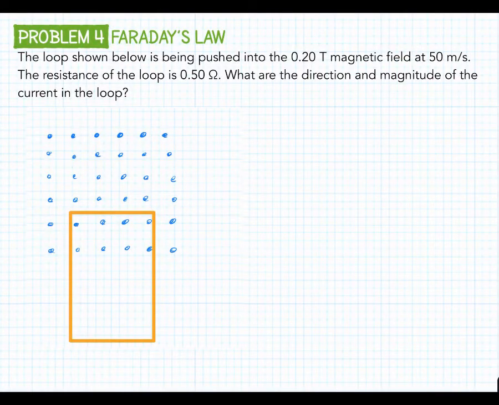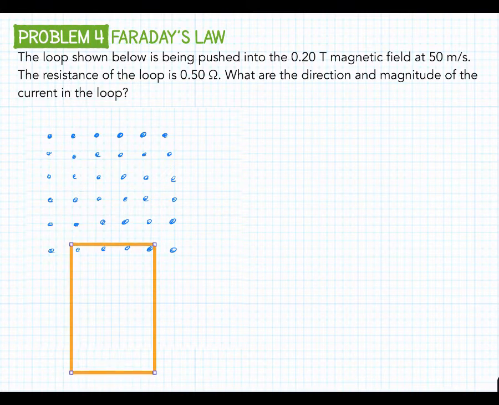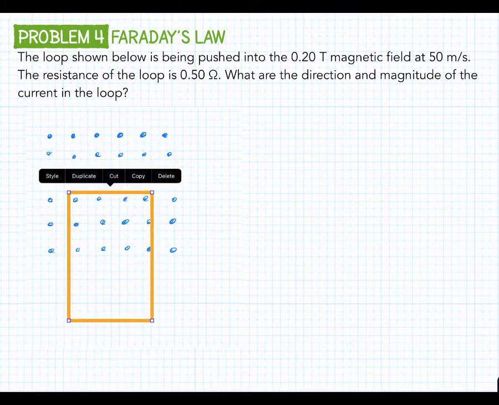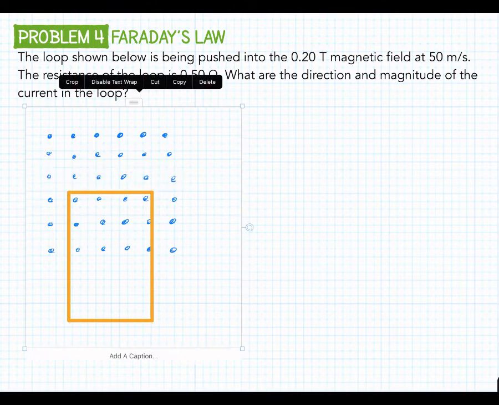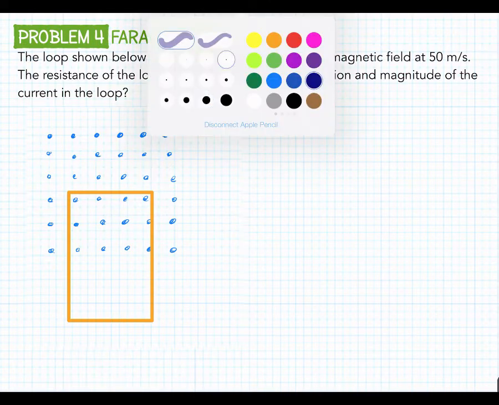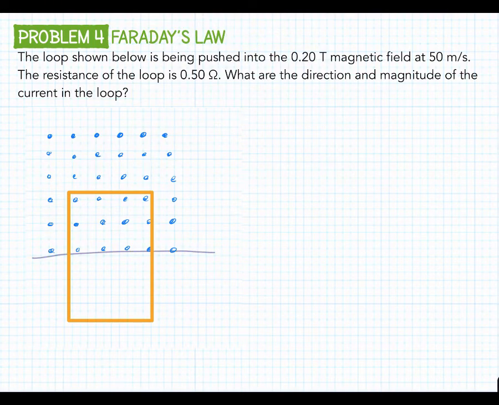Okay, so we're showing this loop being pushed into a 0.2 Tesla magnetic field at 50 meters per second. It starts down here and it's getting pushed into this field. You can see this field has a distinct boundary, so it stops right here. Not all of the loop is in the field at any one given time.